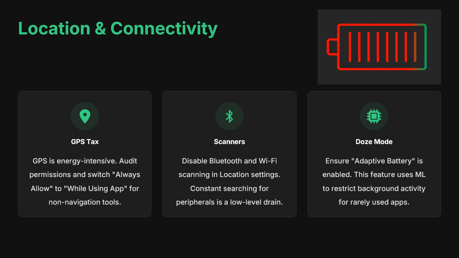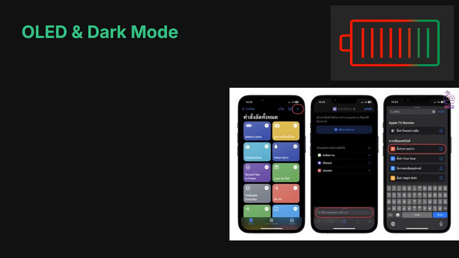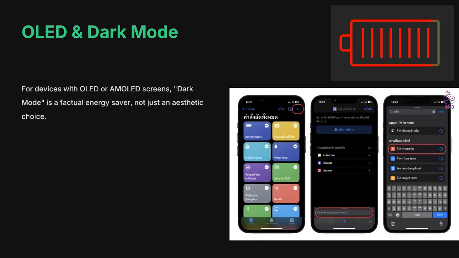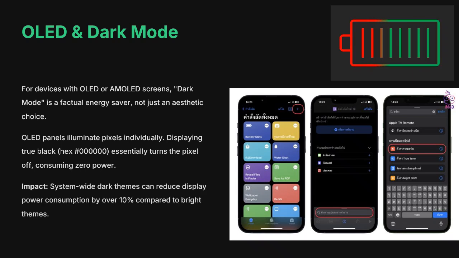OLED and dark mode. For devices featuring OLED or AMOLED screens, dark mode is a powerful optimization tool. Unlike traditional displays, OLED pixels illuminate individually. When displaying true black, the pixel is off, consuming zero power. Utilizing a system-wide dark theme can factually reduce display power consumption by 10% or more.